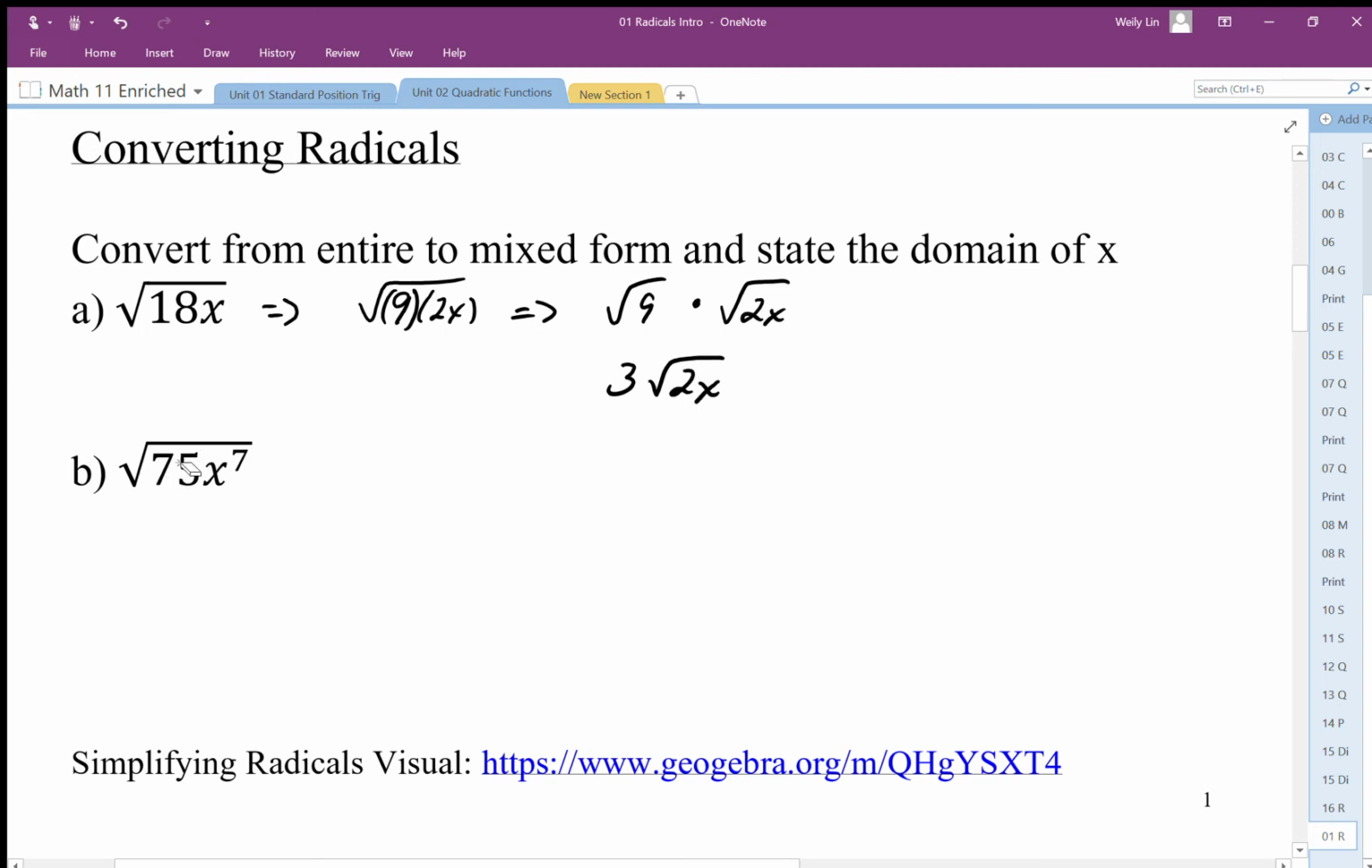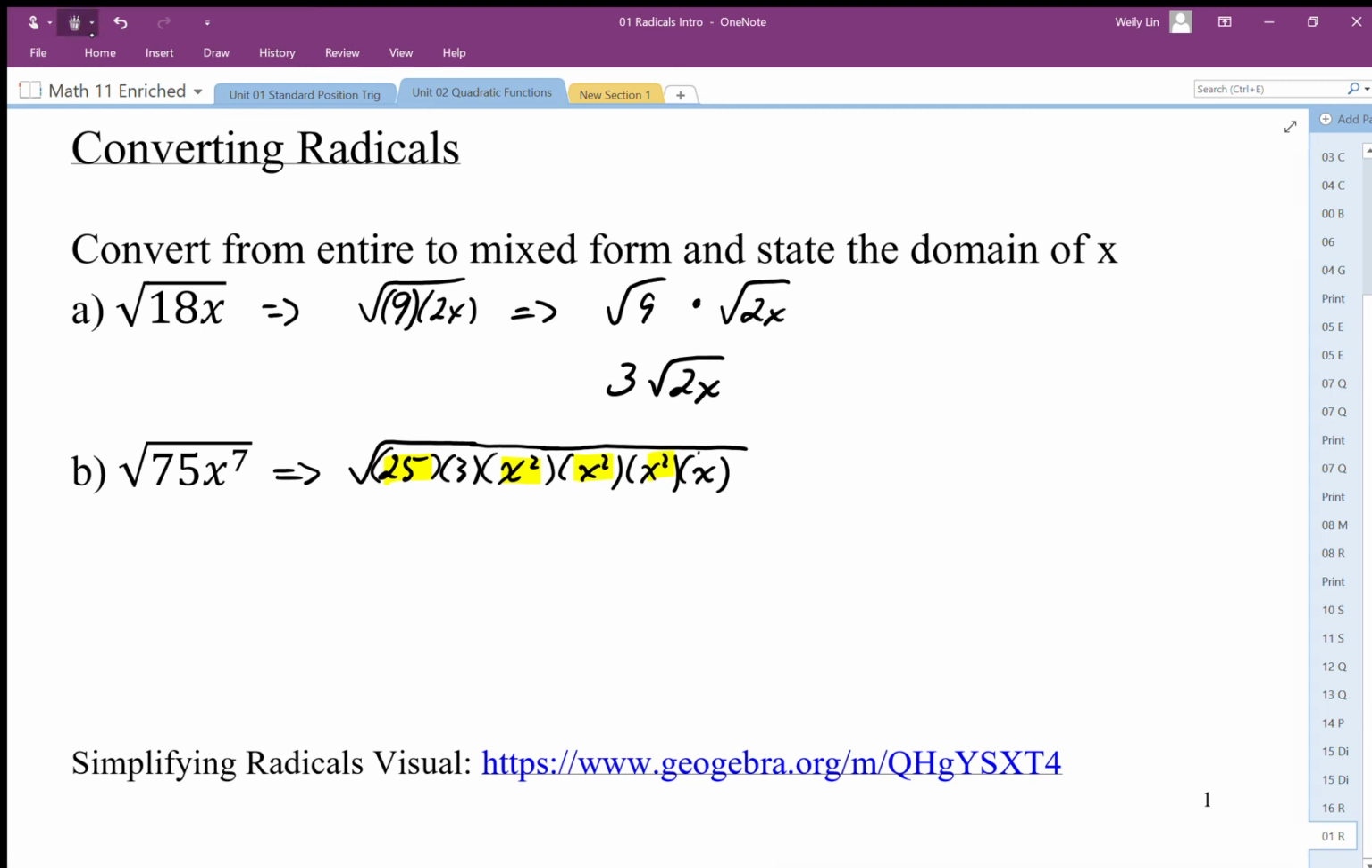So here, we're going to do the same thing. We're going to look for perfect square factors. In this case, for the number part, there is a 25 as a perfect square, so I'm going to rewrite this as 25 times 3. And with the x to the power 7, there is an x to the power 6, which is a perfect square. If you're not sure about that, we could always just write it as x squared, x squared, x squared times x. So we can see that there are perfect square parts here, here, here, and here.